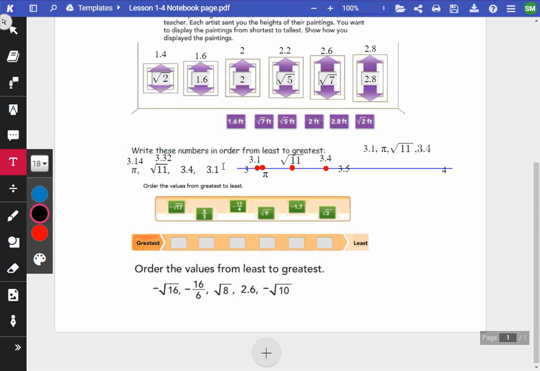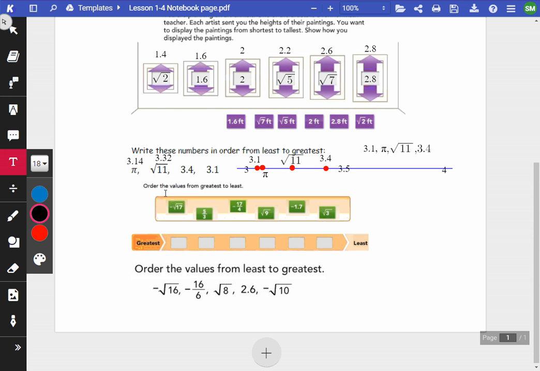I had 1, 2, 3, 4 numbers on my list. They're in the right order, left to right, because I put them on a number line. I know for sure that's how they go. So using the number line is a really good idea when putting numbers in order from least to greatest or greatest to least. Here they want me to do greatest to least.